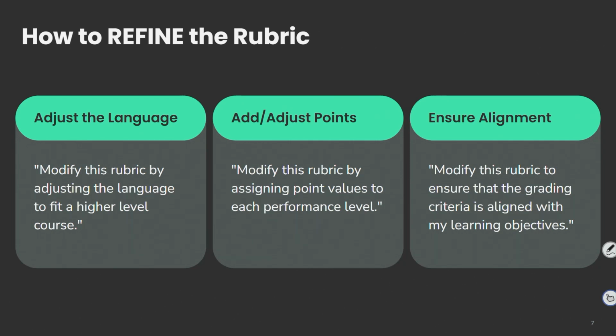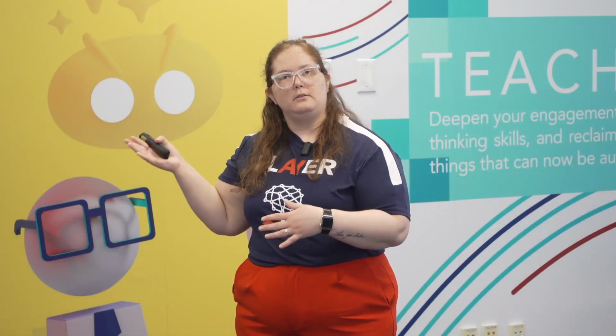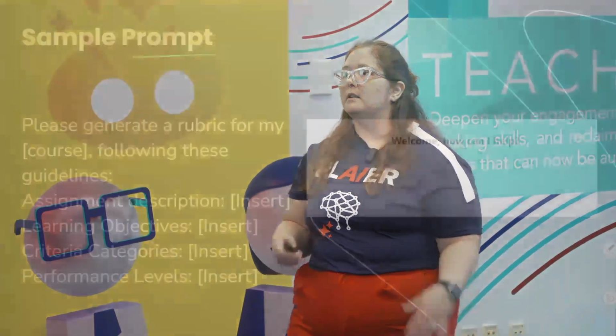Lastly, you can ensure alignment. So let's go back to the example with persuasion. If you give it the criteria for compare and contrast, but your assignment is about persuasion, you can ask Copilot directly, does my rubric align with my assignment? And it will tell you the answer. You can even ask it to give you suggestions on what criteria it would use. What criteria would you use for this assignment? And it'll give you some suggestions. So these are just 3 different ways you can refine the rubric, but there are many, many more. And I'll show you one when we get to our demo, which is very soon.